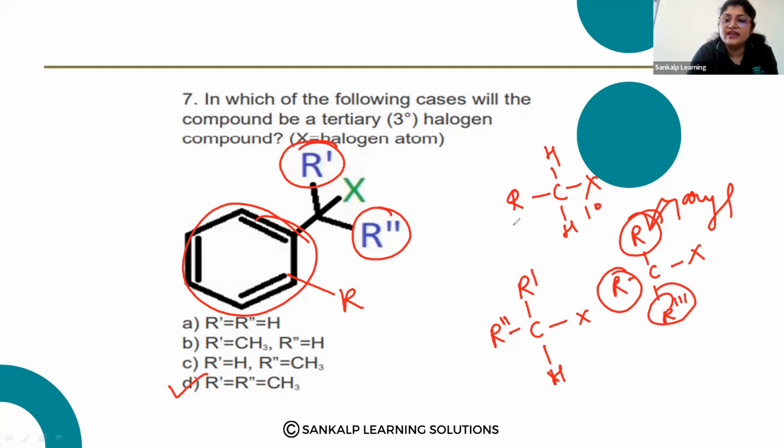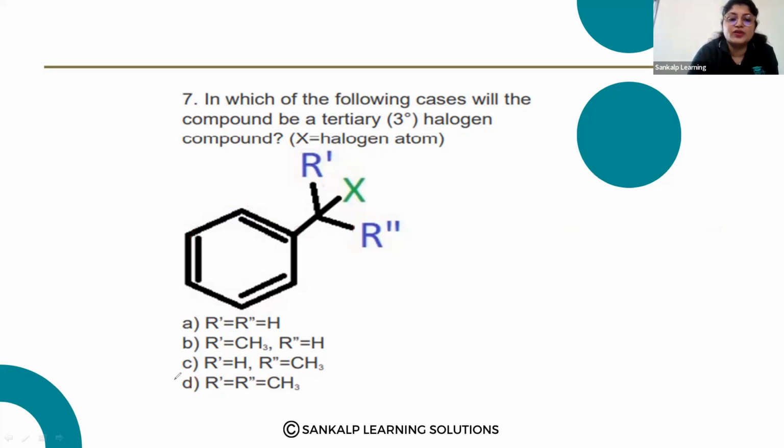If you take one H and one CH3, then it will be secondary. If you take both R dash and R double dash as hydrogens, then it will be a primary alkyl halide. So the number of alkyl groups matters. If there is one, it will be primary. If there are two alkyl groups, secondary. If there are three alkyl or aryl groups, then it will be tertiary in nature.